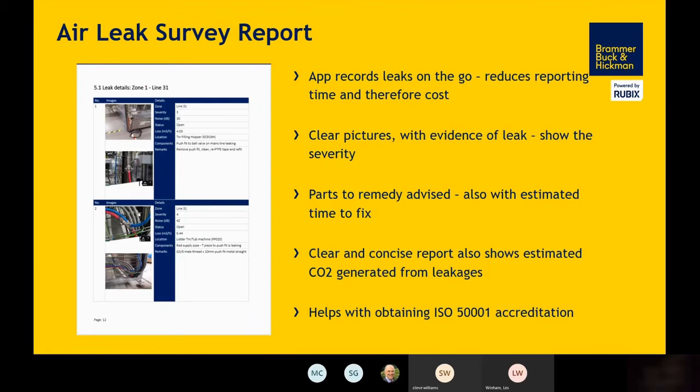It also breaks down each area, so you can identify critical points or prioritise where to concentrate remedial fixes first. We also log the CO2 emissions created powering these leaks, which if used to fix, helps with obtaining your ISO 50001 accreditation for energy efficiency.